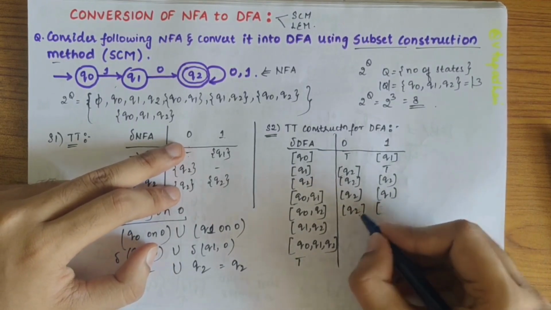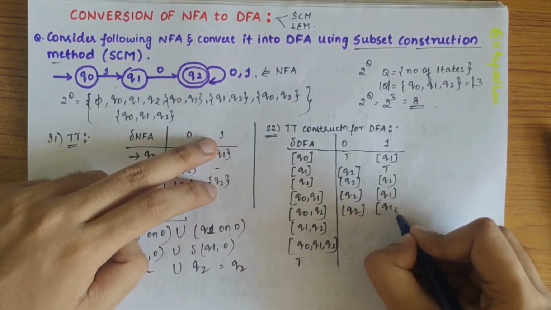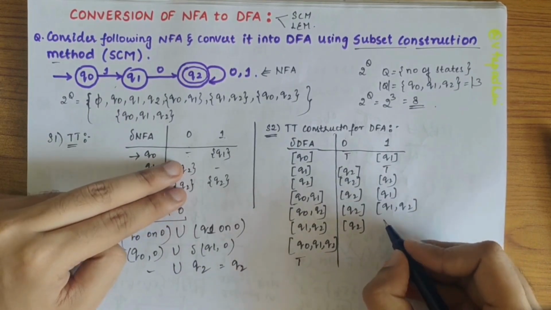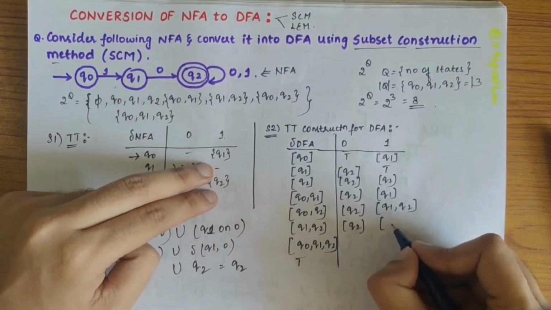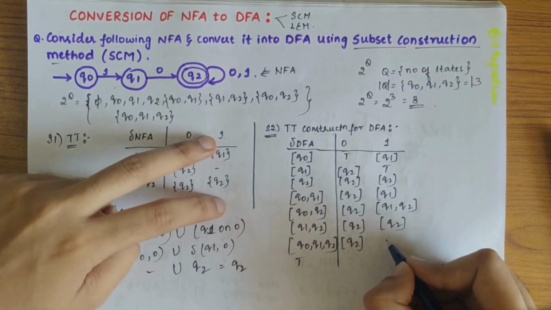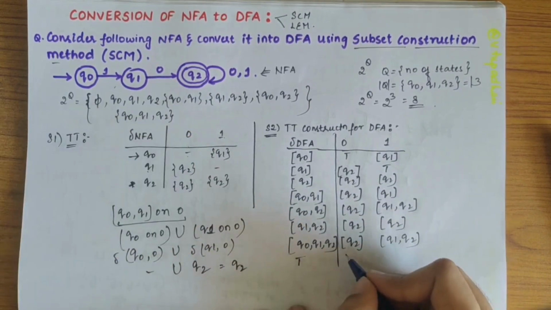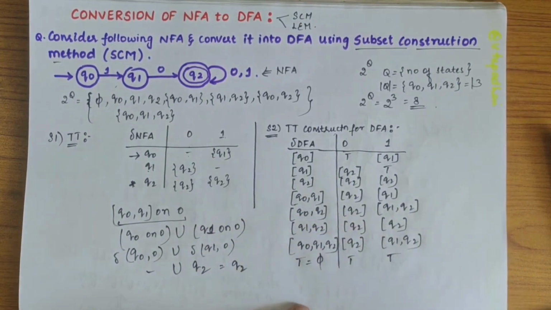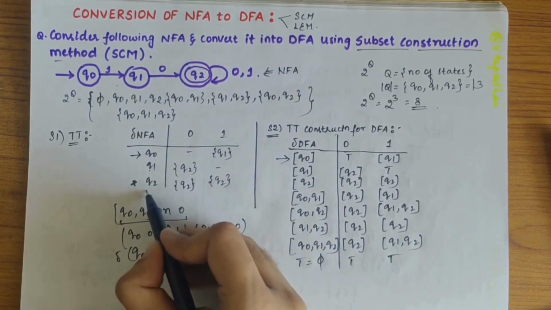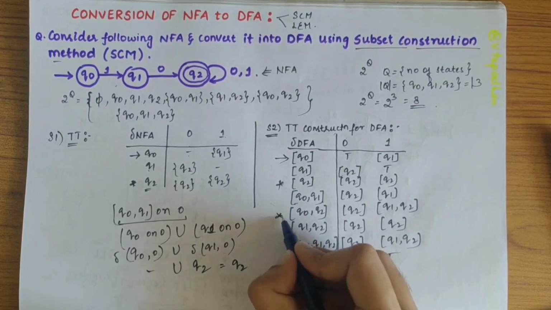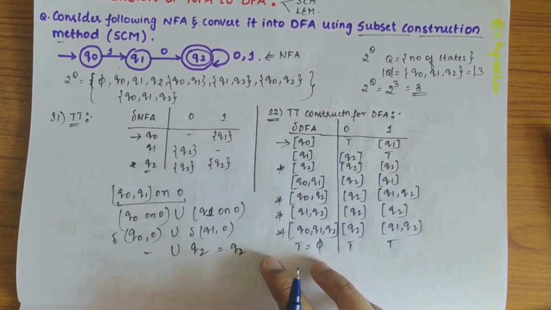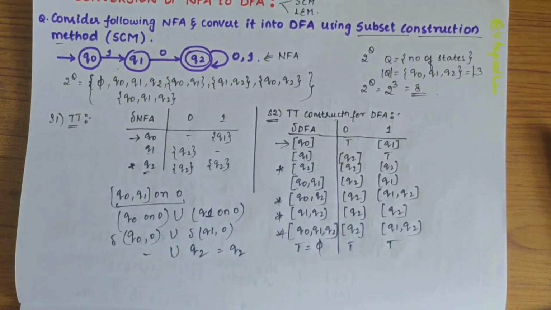And on the other side we have q0 q2 on 1, q1 and q2, so q1 comma q2. Here q1 q2 is there. q2 union q2 gives q2 itself. And here q1 q2 at 1 gives q2. For q0 q1 q2, taking all these three we get q2 only. Taking these two we get q1 and q2. For t it is phi, it is t only. So here we have not defined the start state and final state, right? So q0 being the start state, let's put an arrow there. And wherever there's q2, let's put a star indicating the final state. Here we have done the construction of the transition table for DFA.